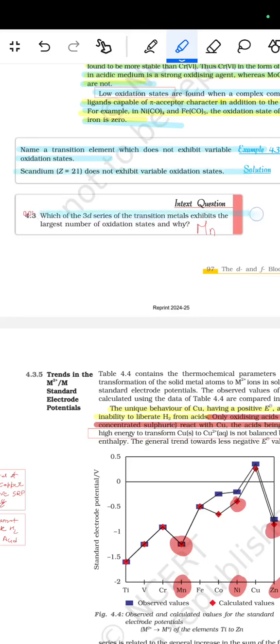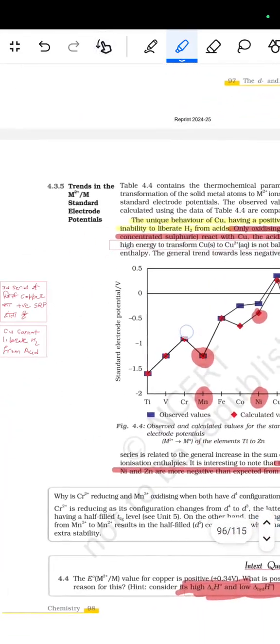Which of the 3d series of the transition metals exhibits the largest number of oxidation states and why? Mn, because it has the most variable oxidation states.